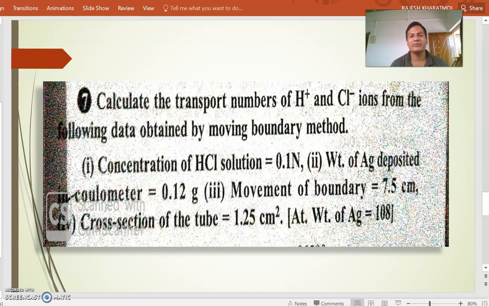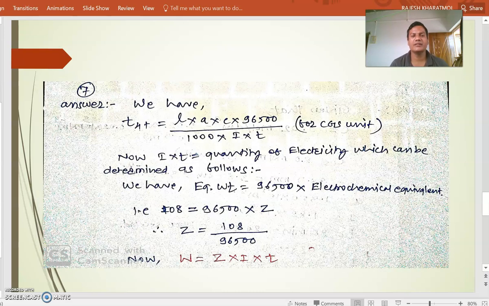By using the same equation, with just a small change: the transport number of H plus is equal to L into A into C into 96,500 upon 1000 into I into T. We have to calculate I into T first of all. So I into T is nothing but the quantity of electricity, which can be determined as below. With the help of equivalent weight we can calculate it. Equivalent weight is equal to 96,500 into electrochemical equivalent, that is Z. So Z is equal to 108 by 96,500.